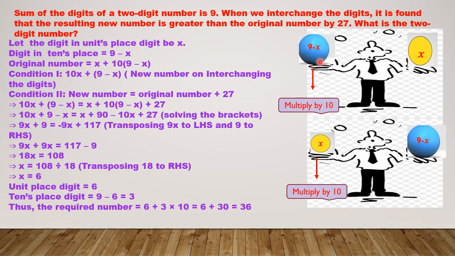So we are going to multiply 9 minus x with 10, which I have done over here. 9 minus x into 10, and in the ones place the digit is as it is, and you have to add both in order to get the original number. Why we are adding it, I will explain to you lastly, so it will become easier for you to understand. At present, just understand that we have to add the tens place digit and the ones place digit.